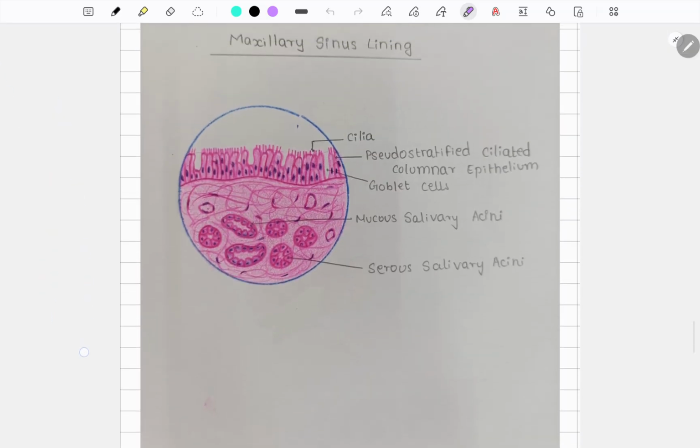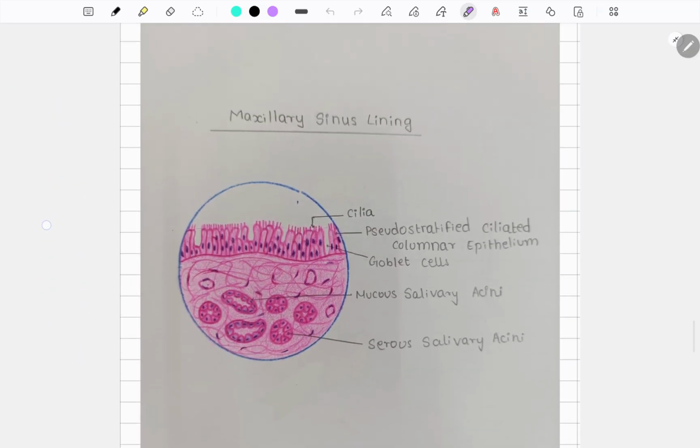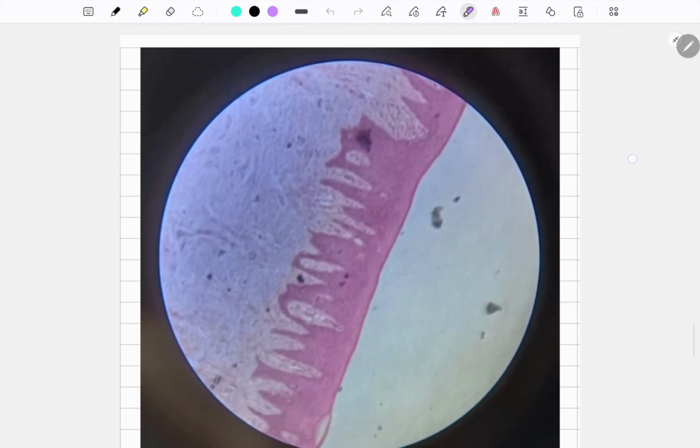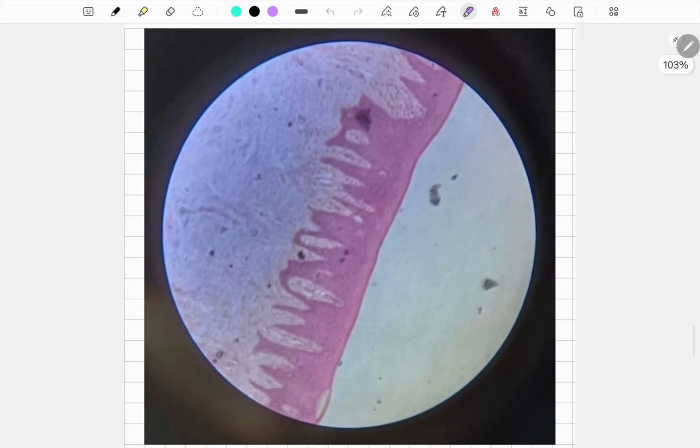This was the last slide with my own hand-drawn diagrams. Now we will proceed with some of the examples from which you will be able to identify in exam which slide the particular one represents. You can pause the video and try to identify by yourself also what the particular slide represents. So this is the first slide.